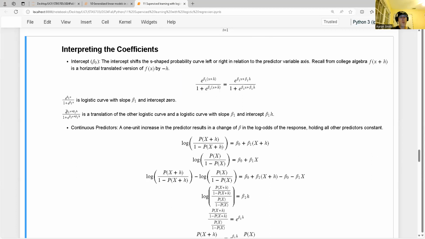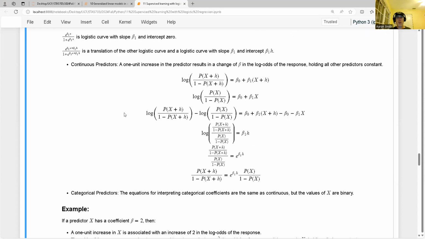And so now when I do the translation, I still have the same slope, but my intercept is beta 1 times h. Okay, so that's how we interpret our intercept. And so we just know that it shifts it left and right, and there's a coefficient aspect to it. Usually we don't get too deep into this.